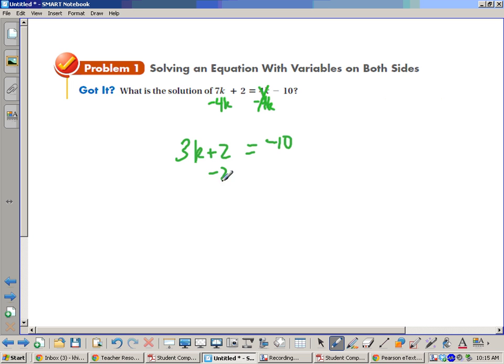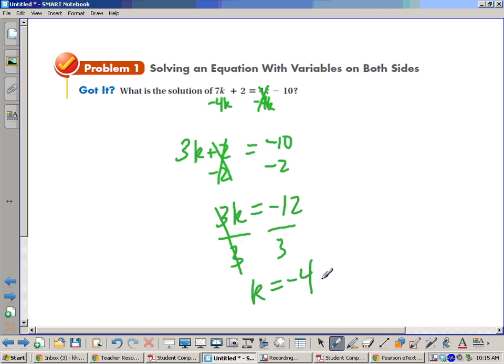Now we're at a point where we can just subtract the 2 to remove that 2 from this side. And anytime you're going to subtract a number from a negative number, you're really adding these two numbers together to get a negative 12. We then can divide by 3. That drops the 3 from this side, giving us k equals negative 4. Just like always, you should check your answer. So take k equals negative 4 and put it right in here for k and actually check your answer.